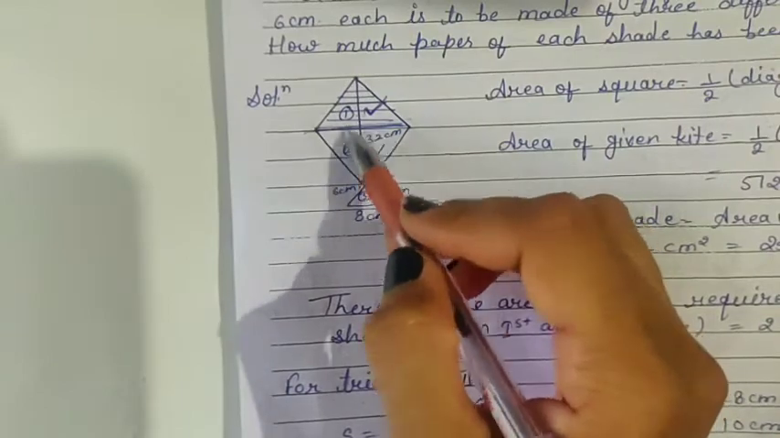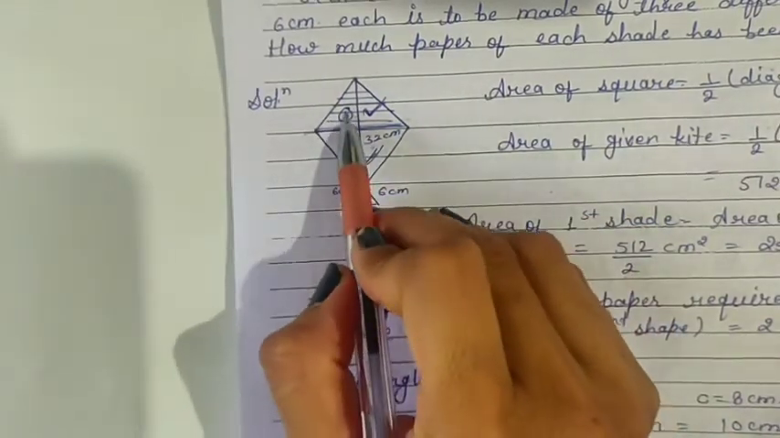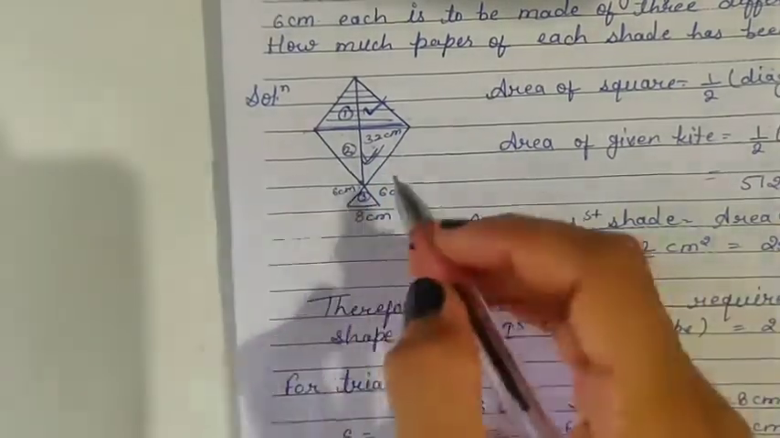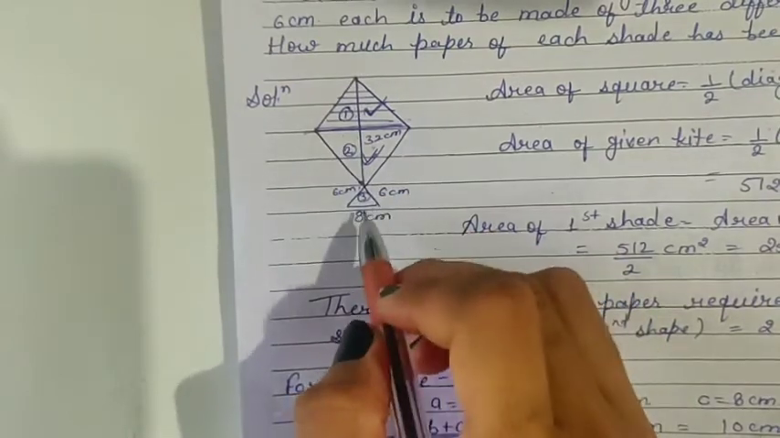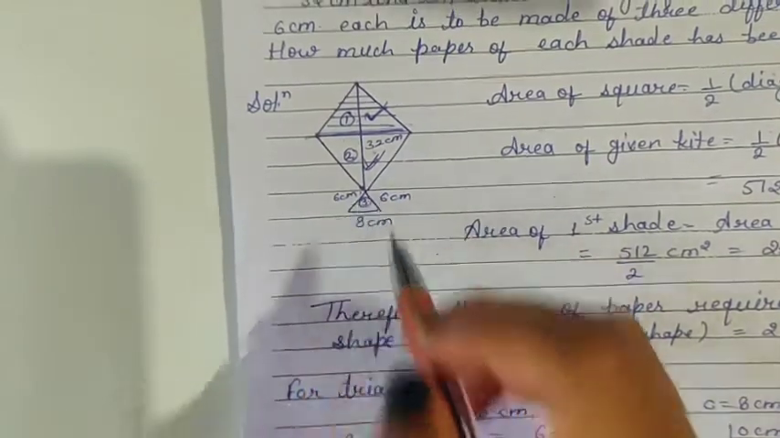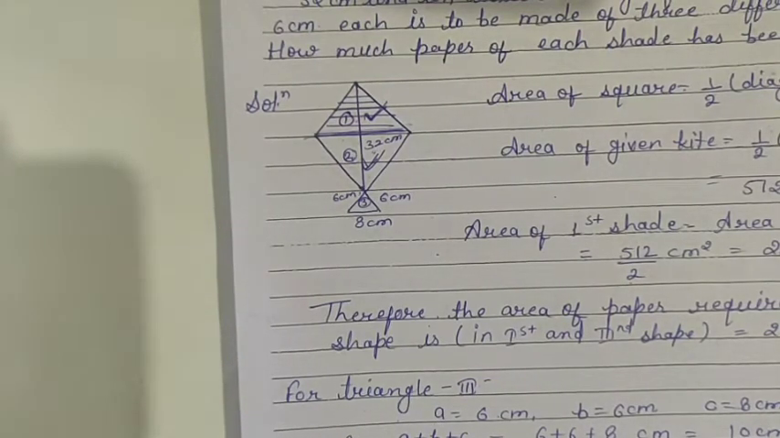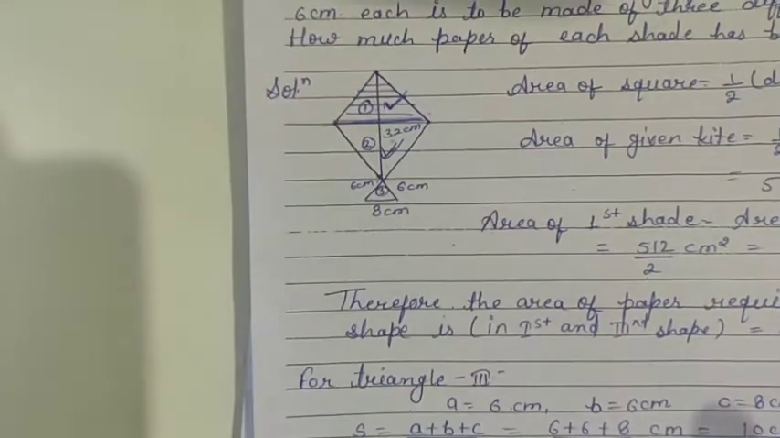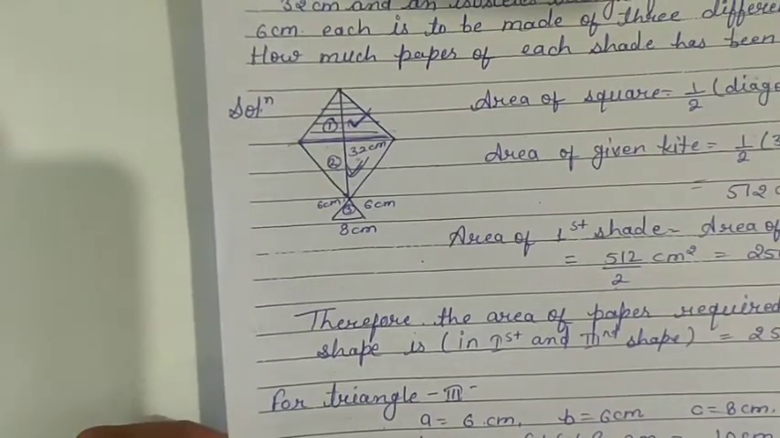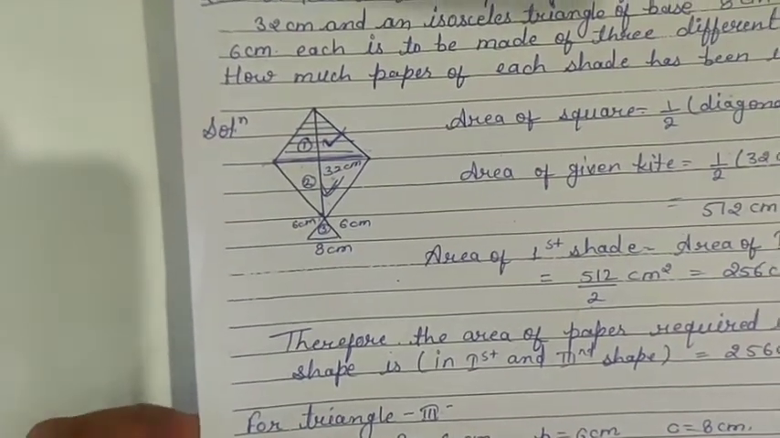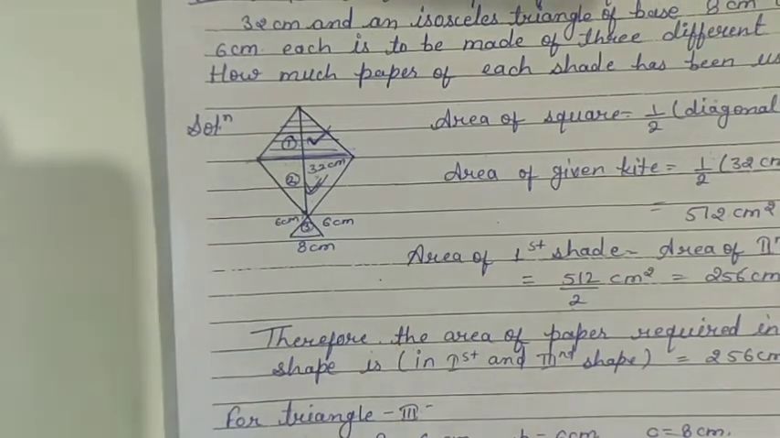Okay students, so how do we find the area of each shade? Firstly we will find the area of this square, then the area of the first shade equals the area of the second shade, and we will find the area of the third shade by Heron's formula. Okay students, now you can do this exercise easily. 2 questions are left. You can do those questions easily by Heron's formula, and if you face any problem then you can tell me.